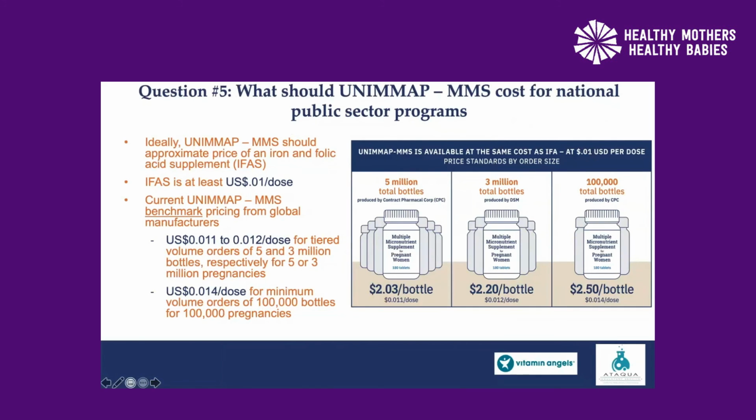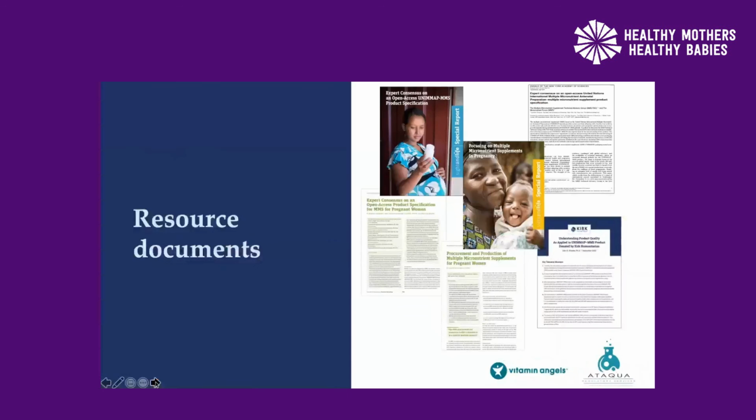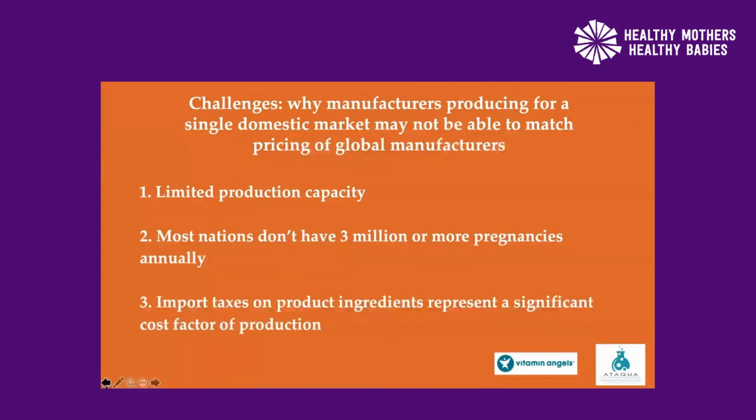However, it's important to recognize that manufacturers face several challenges that will make it difficult for them to match global marketplace pricing. There are at least three that we can mention here. First is that most local manufacturers have limited production capacity that limits volume discounting. Secondly, where local manufacturers may have volume capacity, few countries have 3 million or more pregnancies per year in a single domestic market, which is the volume that's needed to enable the best volume discounting. And import taxes on product ingredient are a significant cost factor of production.